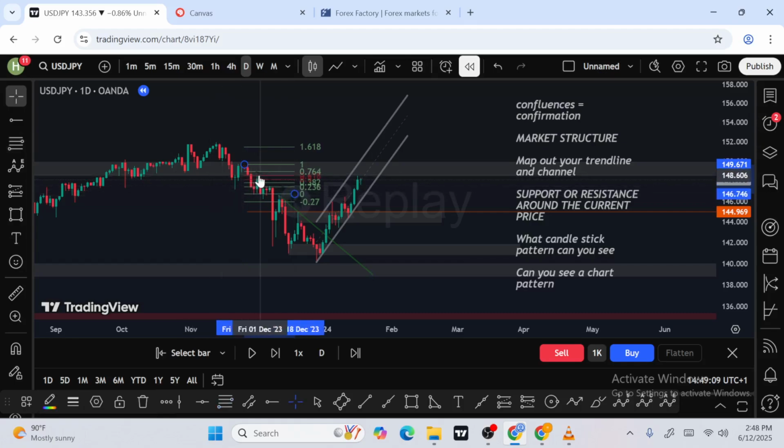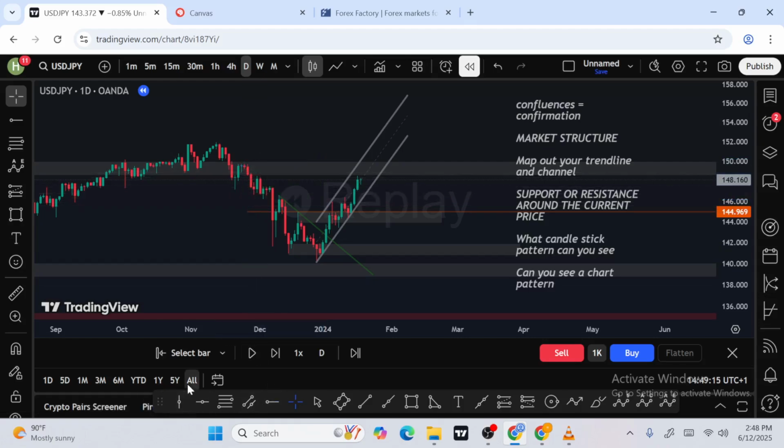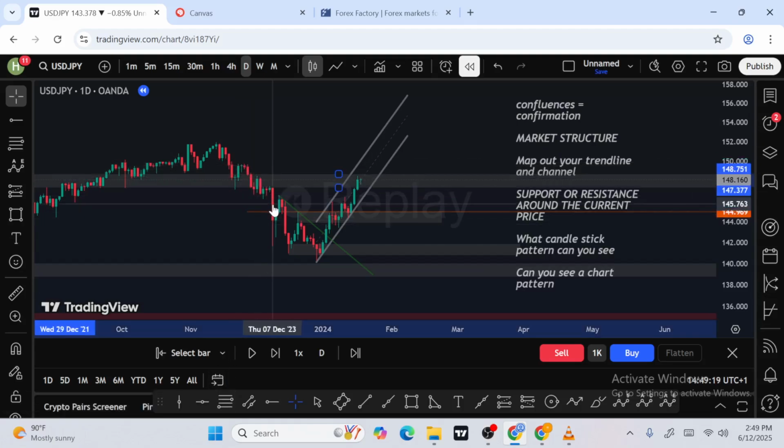Now, did it come to 50 to 61.8? Yes, and it's sold down. Great. This one has finished its work. Take your Fibonacci again from this point to this point.